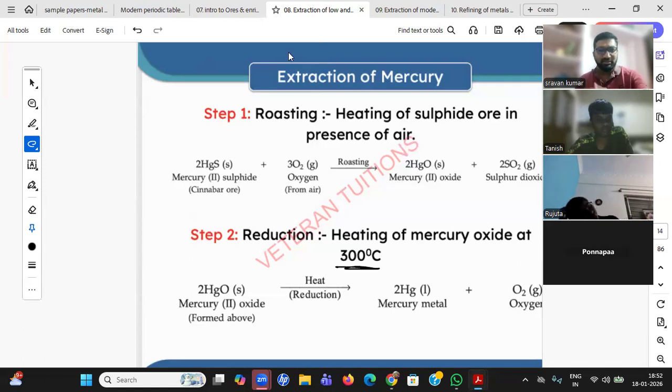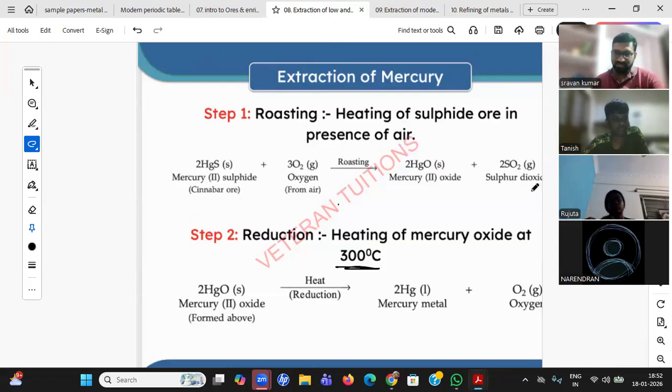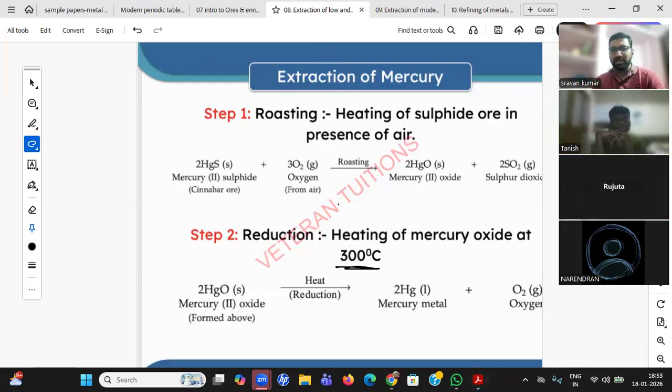Yes, Narendra? Sir, anyway, carbon is more reactive than... Yes, that is also one case. Yes, I'll come to that point, because right now I have not shown where carbon lies in the reactivity series. I have not given the example. Why we can't use carbon, I'll come to that point. Okay. So that's the mercury, student.